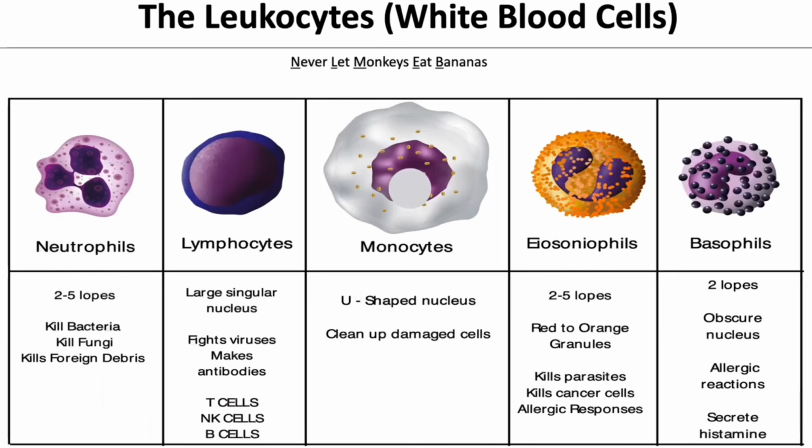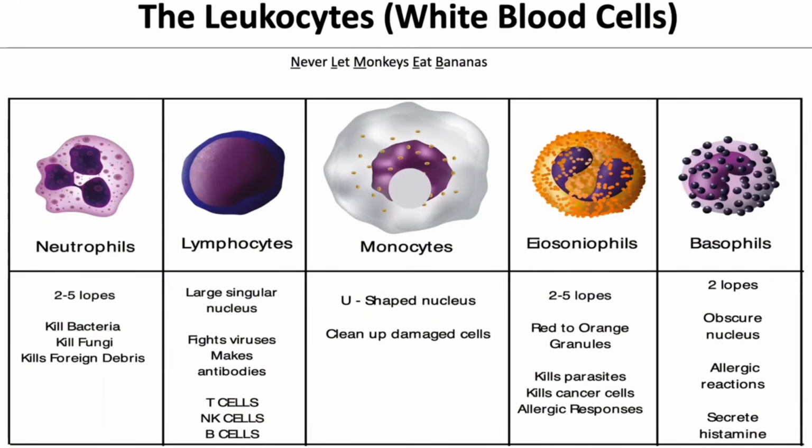Monocytes have a U-shaped nucleus. They clean up cell or damaged cell debris. And we have our eosinophils, which has 2 to 5 lobes. They contain red to orange granules. They kill parasites, they kill cancer cells, and they help with allergic responses.